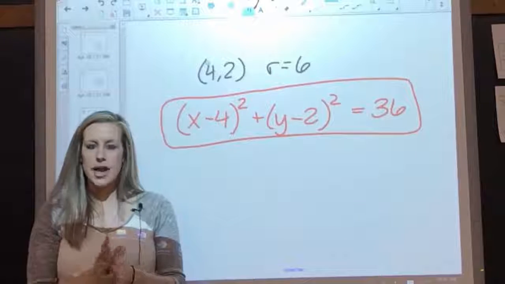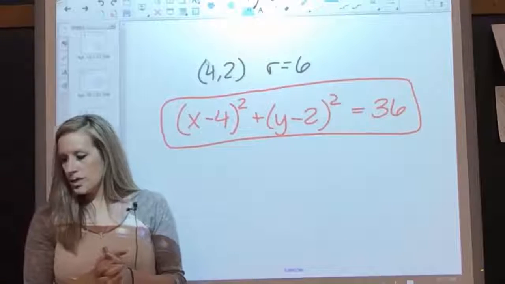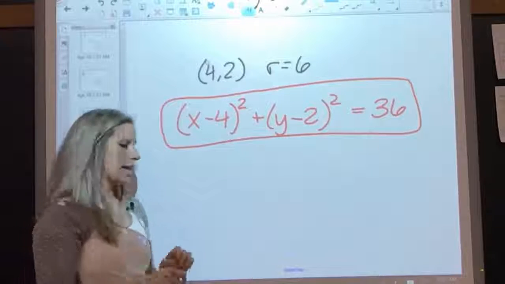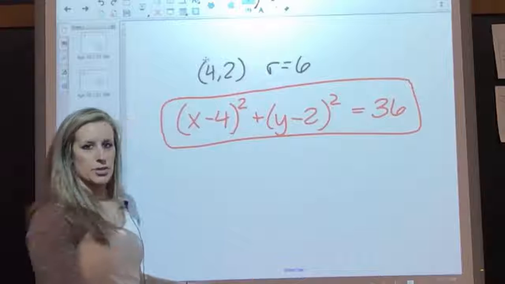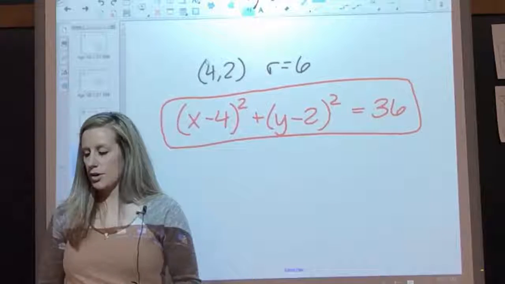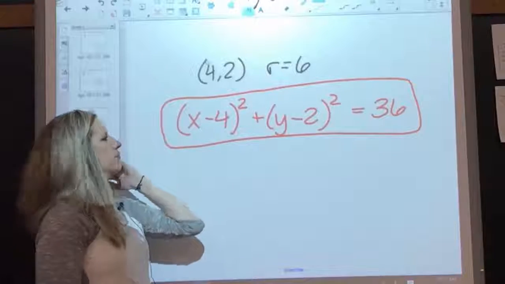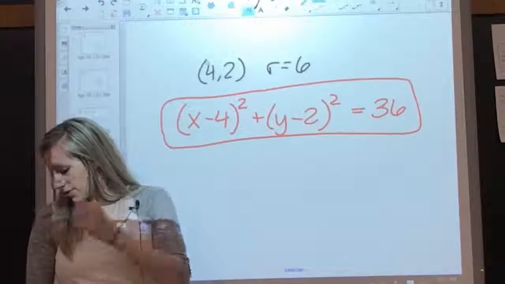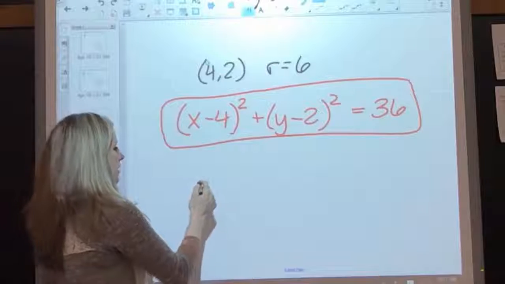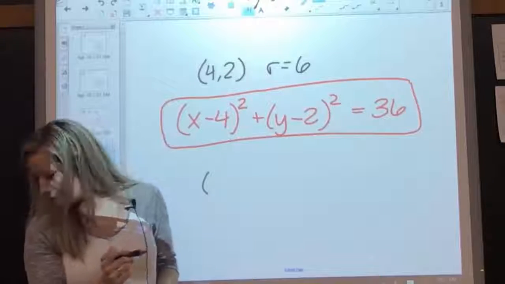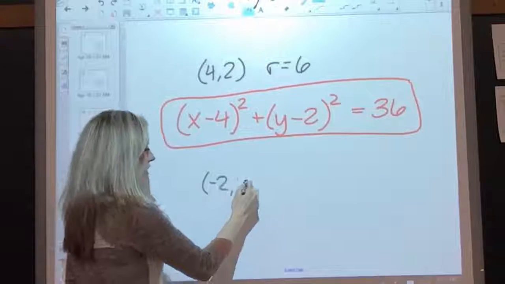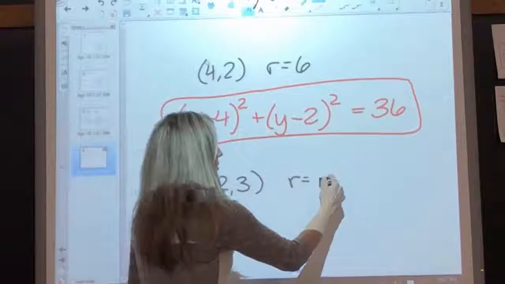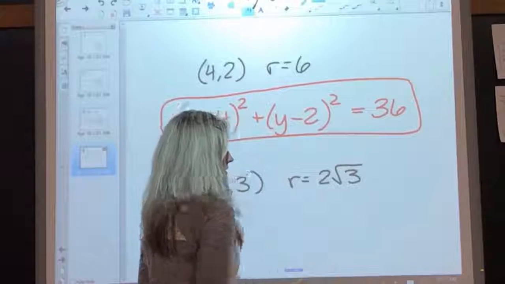Okay, so that's how we're going to write the equation today. Thursday, I think it's Thursday, it's going to get a little bit more complicated when we talk about general form. Or maybe it's tomorrow, but today we're just going to use standard form. So number 5, our center is at -2, 3, and our radius is 2 square root of 3.